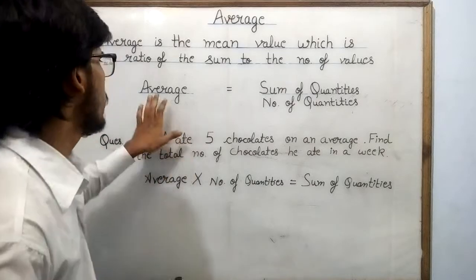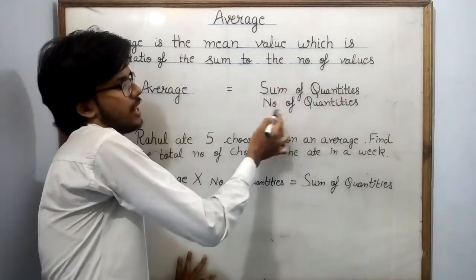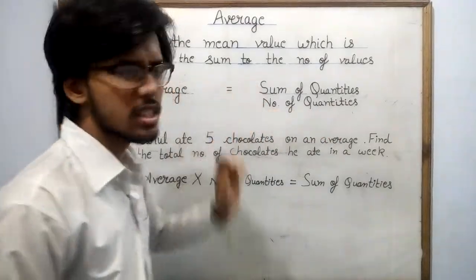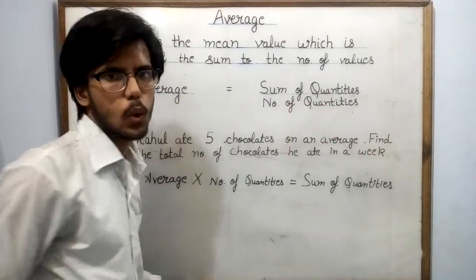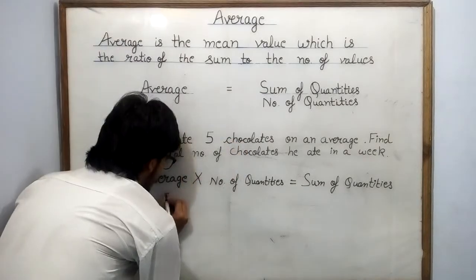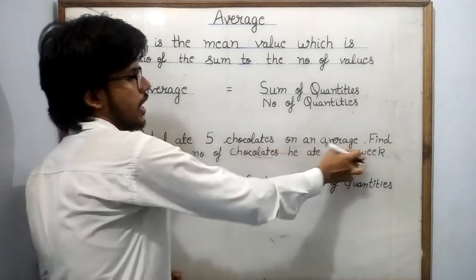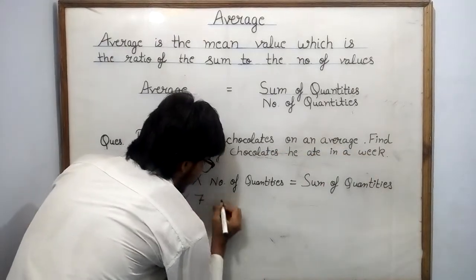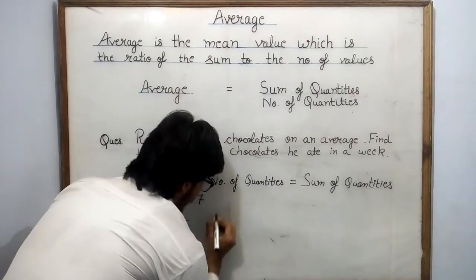See, when we have to find the average, what formula do we use? Sum of quantities divided by number of quantities. So when we have to find the sum of quantities, what we do is multiply the average by the number of quantities. Okay? Now the average was 5 and the number of values will be, how many days are in a week? 7. So 5 multiplied by 7 is equal to 35.